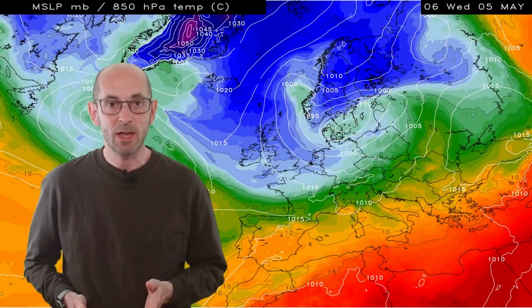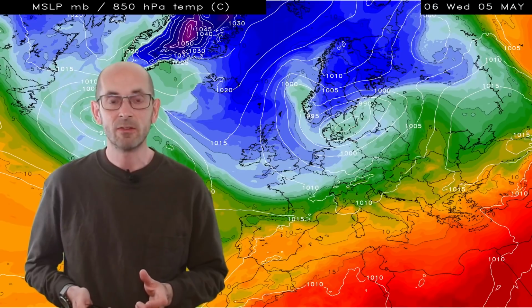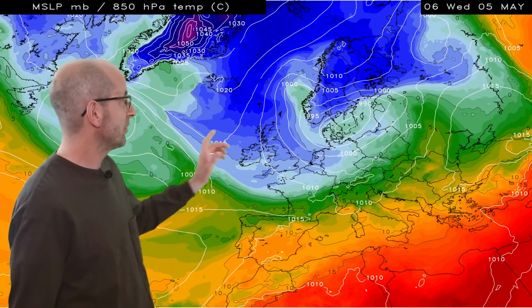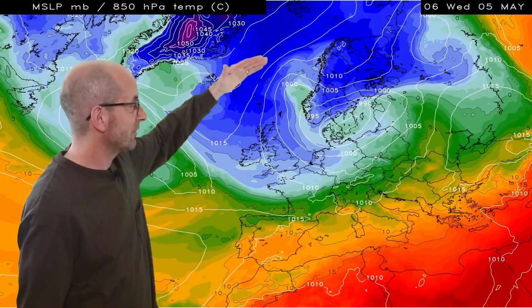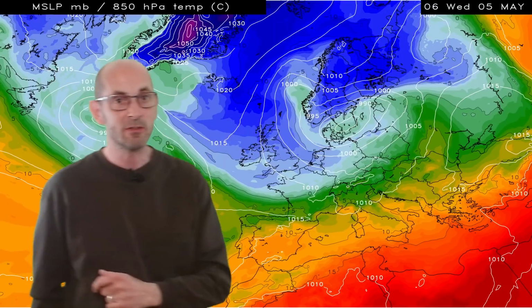I'll show you a couple of air mass charts to accompany the sequence. This one is at 06 GMT on Wednesday the 5th of May. So the first area of low pressure is pushed away eastwards, and we've got this cold feed shown by blues moving down from the Arctic across the entire country.